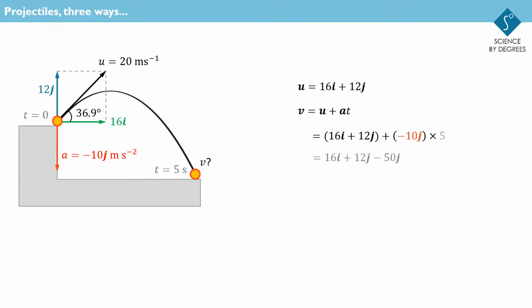Performing the calculation gives a final velocity vector of 16i minus 38j, which leads to exactly the same drawing and exactly the same calculation of speed as we did before.